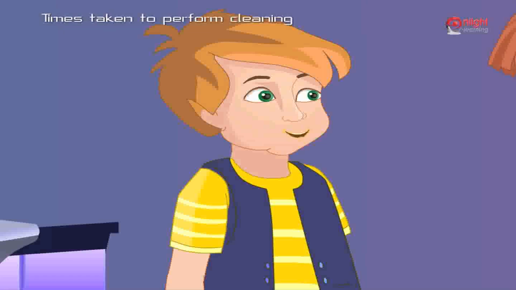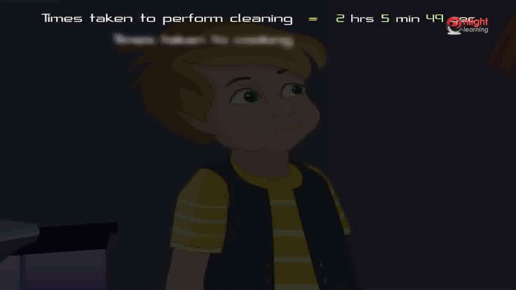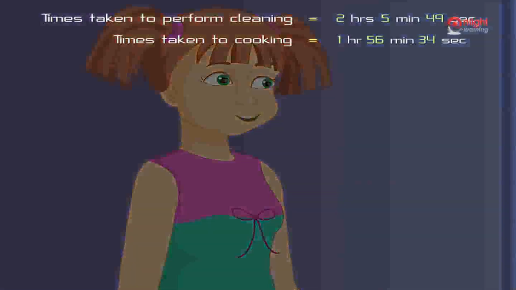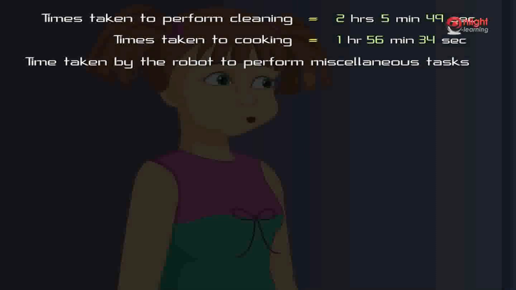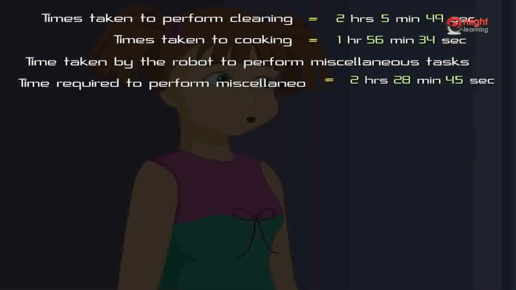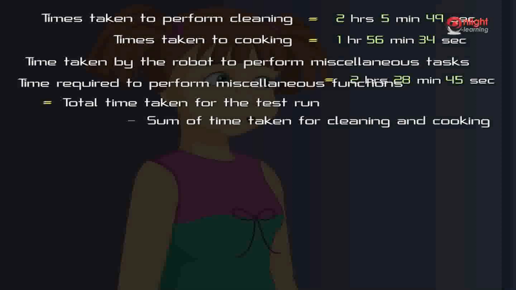The robot cleaned the entire spacecraft in 2 hours, 5 minutes, 49 seconds. And it cooked food for 100 adults in 1 hour, 56 minutes, 34 seconds. The robot also performs certain miscellaneous functions like gardening, giving medicines to pets, and so on in the test run. The total time of the test run is known to be 6 hours, 31 minutes, 8 seconds. Hence, time required to perform miscellaneous functions is equal to the sum of time taken to perform cleaning and cooking subtracted from the total time taken for the test run.